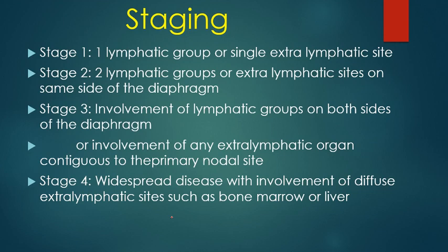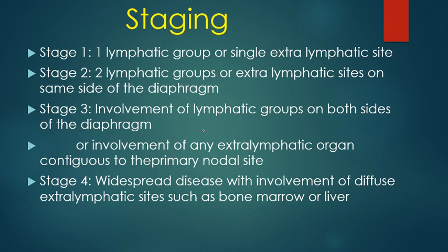How will we stage the disease? So there are 4 stages of the disease. In stage 1, one lymphatic group or a single extra lymphatic site is involved. Stage 2, 2 lymphatic groups or extra lymphatic sites on the same side of the diaphragm. Remember, either 2 lymphatic groups or extra lymphatic sites on the same side of the diaphragm.